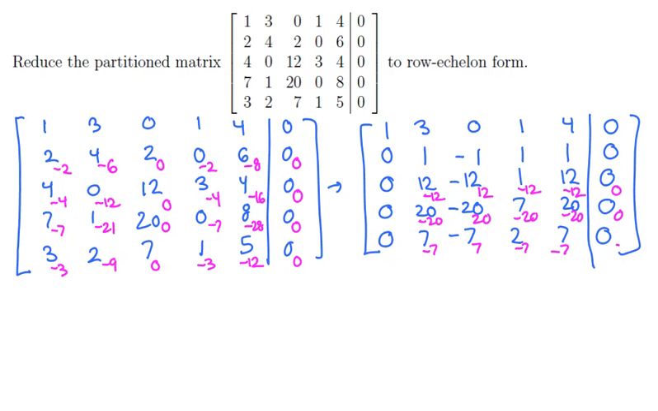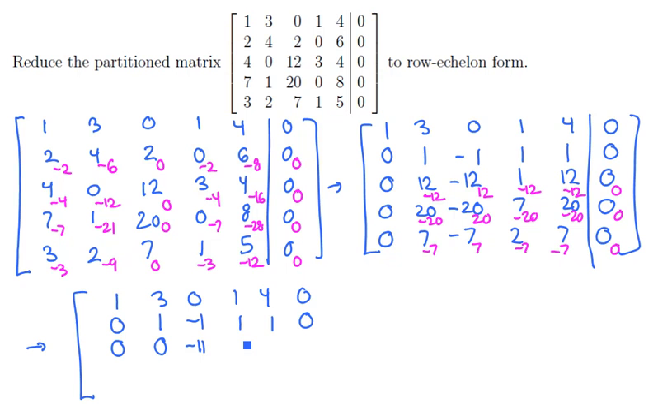And so if we add term by term, we would obtain the new matrix 1, 3, 0, 1, 4, 0 for the first row, 0, 1, -1, 1, 1, 0 for the second row, and now the third row would become 0, 0, 0, -11, 0, 0. The fourth row would become 0, 0, another 0, -13, 0, 0. And the final one would become 0, 0, 0, -5, 0, 0.